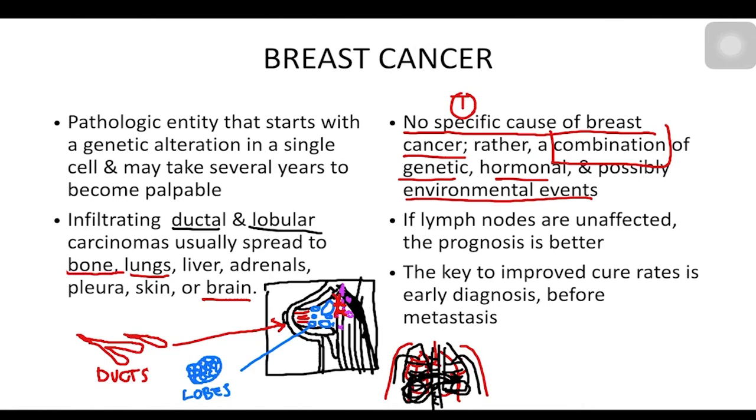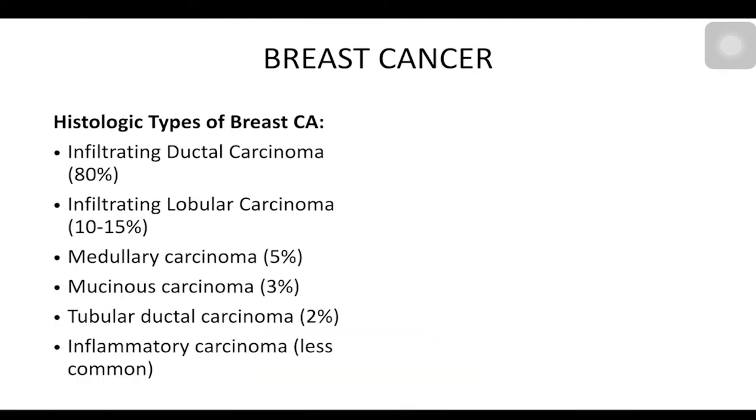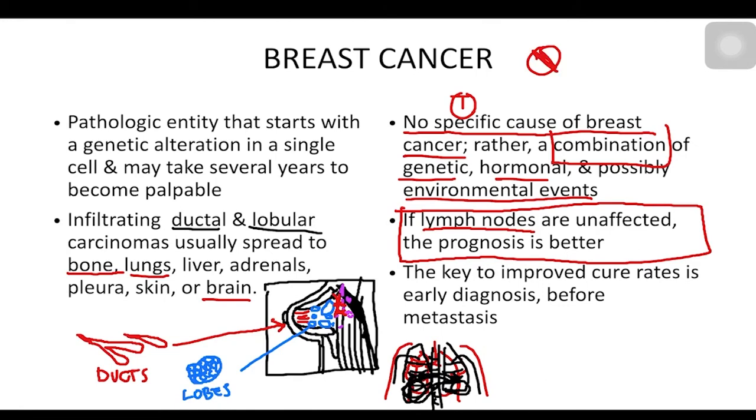Let me just get this emphasis. That's why early detection is better than cure. If lymph nodes are unaffected, the prognosis is better. To remember, if the lymph nodes are unaffected, the prognosis is greater. As I have explained earlier, if your lymph nodes are not affected and the tumor or cancer is only localized, the better the survival rate or prognosis would be for the patient.